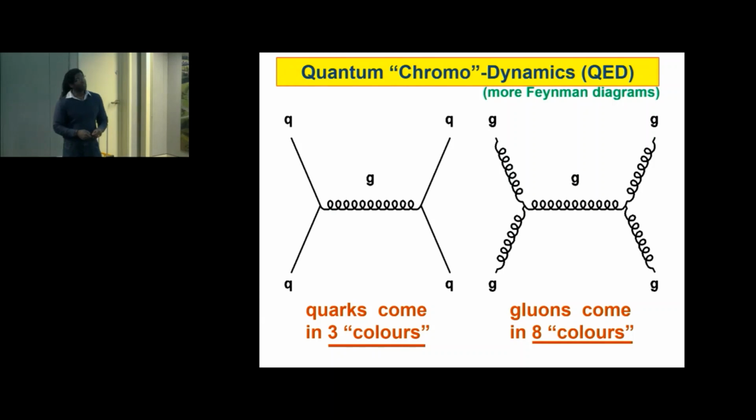Okay, so there's more Feynman diagrams here. This is the Qs, or quarks. So you've got two quarks, they're being repelled by a gluon. Gluons themselves feel the strong force, so this is actually gluon scattering. So gluons themselves will experience forces via gluon exchange.